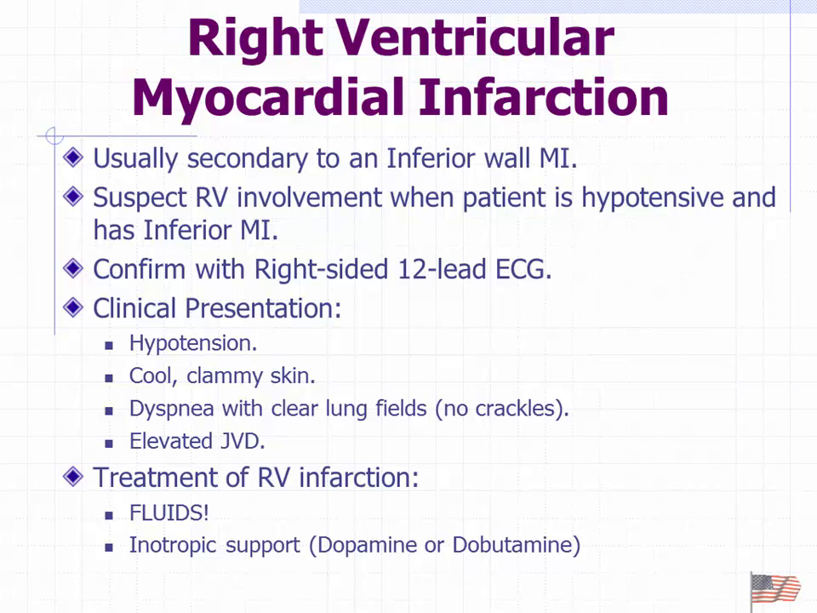A little bit different. Again, we talked about it, secondary to an inferior wall of the left ventricle. Usually when they're hypotensive, and again, we confirm it with a right-sided ECG. And again, this is kind of what they look like. If you notice, we're looking at some right-sided problems where the right side of the heart is not functioning, so it's backing up, creating jugular venous distension, creating dyspnea, even though there's no crackles that we would end up seeing. And the treatment is totally different than what we would do for a left-sided infarction. So it really does make a difference. Not common, but can occur.